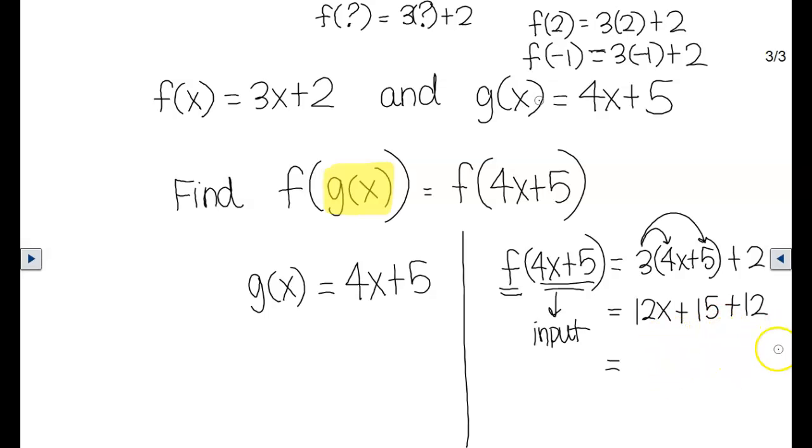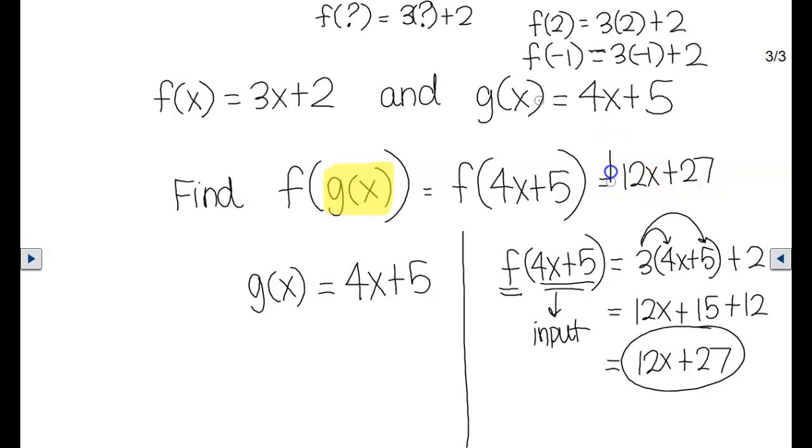Looking at 12x plus 15 plus 12, I know I can add the 15 and the 12 together, combine those like terms. So this would be 12x plus 27. But notice when I reach that point, that's as far as I can go. There's nothing more I can do. I can't work this out because I can't do 12 times x when I don't know what x is. So the final answer on this problem would be 12x plus 27. So f of g of x for this pair of functions would be 12x plus 27. So you're finding a rule instead of a specific answer, is what you're doing.